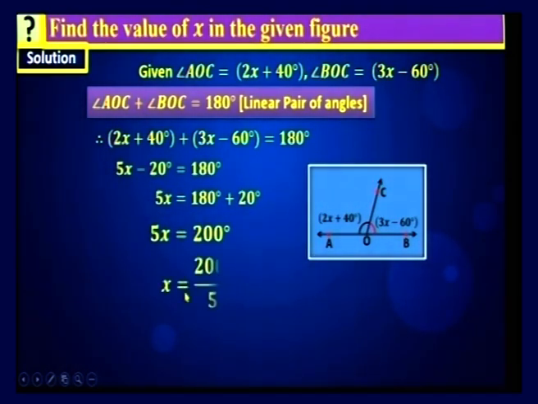So the value of x is given by 200 by 5. Now cancelling with 5, we get x is equal to 40 degrees. Therefore, I can say the value of x is 40 degrees. I hope you understood the problem very clearly. Let us move on to our next problem.